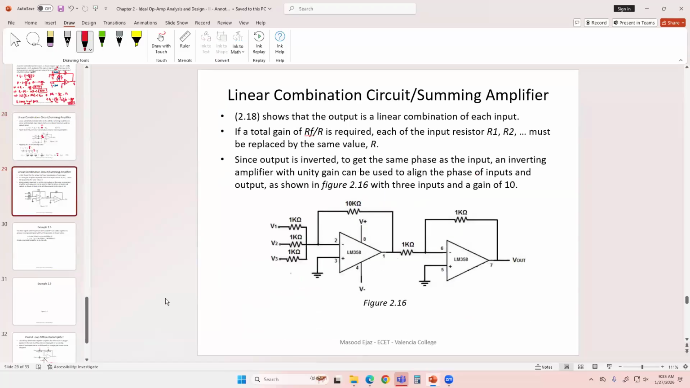And that's what you see over here. Basically, you have the inverting amplifier, the summing amplifier, and then you put another inverting amplifier here with the same value of the feedback resistor and the input resistor, such that the gain is going to be 1, RF over R1, and it is going to just invert the phase, and the output will be simply the combination of the input times the respective gain.